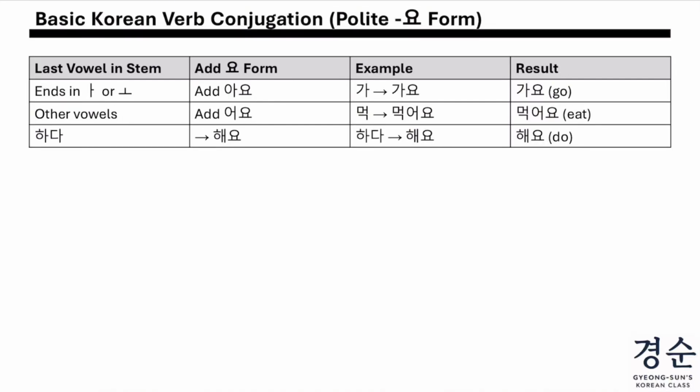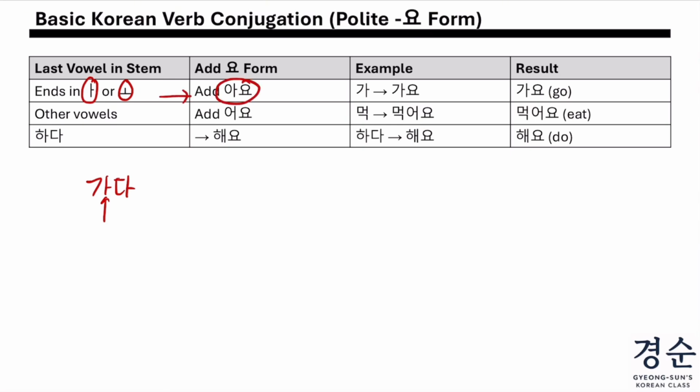Today we will learn the basic Korean verb conjugation, which is the polite yo form. Okay? So there are only three main rules you need to follow and you are good to go. Basically, if the verb that you are going to conjugate, for example, 가다, which is to go, ends with a, or o, we just add ayo.